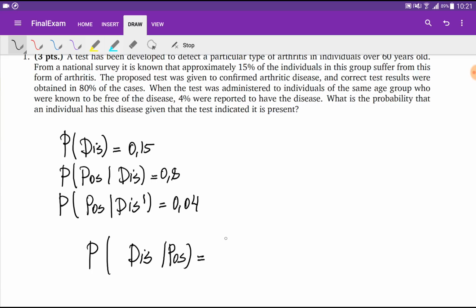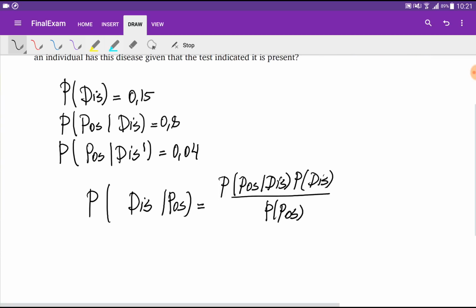So this is going to be equal to the probability of a positive test for the person who has the disease, multiplied by the probability that a person has the disease, divided by the probability that we are going to get a positive test answer, right? This is given, so this is equal to 0.8, and the probability that the person has the disease is also given, 0.15. We need to evaluate the probability that the test is going to give us a positive answer, and in order to evaluate this, we're going to use the law of total probability.